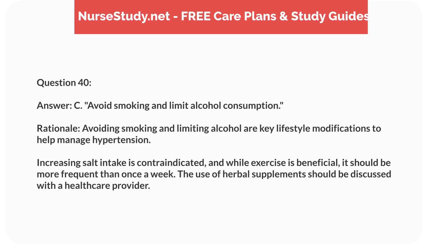Answer C. Avoid smoking and limit alcohol consumption. Rationale: avoiding smoking and limiting alcohol are key lifestyle modifications to help manage hypertension. Increasing salt intake is contraindicated, and while exercise is beneficial, it should be more frequent than once a week. The use of herbal supplements should be discussed with a healthcare provider.